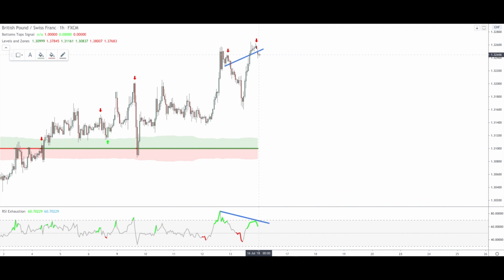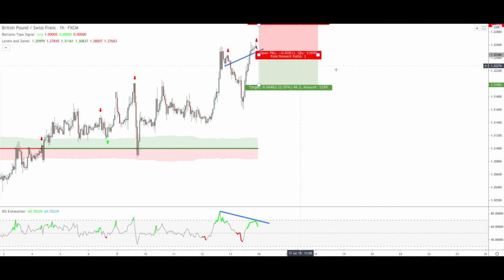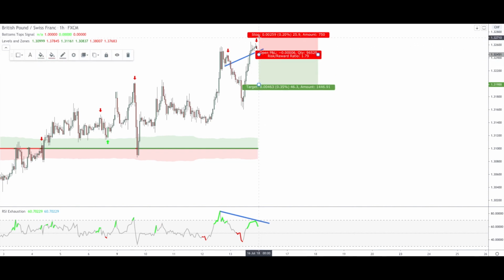And I already set it in my trading account, and it looks like this. The entry price is going to be this one. The stop loss is going to be, let me see, this one.